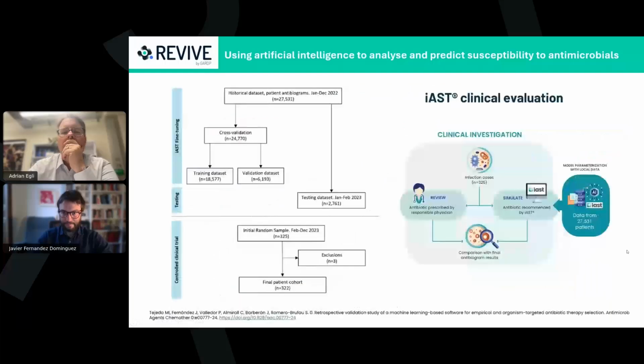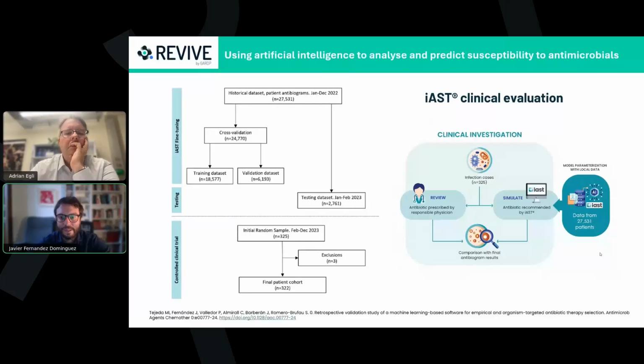Sorry, it goes slowly. Okay. So first, we extract data from antibiograms from patients who were admitted in the hospital in the year before. We extract around 27,000 antibiograms. We perform a cross-validation, and we use some data for the training data set, some for validation, and then we perform a testing. And once the model was validated from the mathematical point of view, we put the software into production.